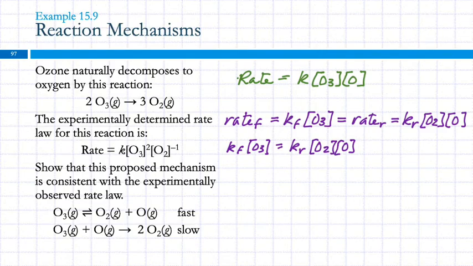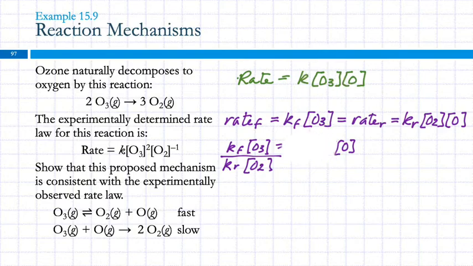So then I'm going to rearrange this. I'm going to divide this side by Kr and O2. And there we get the oxygen concentration is equal to that. How do I know I'm going to solve for this? Because this is what I want to get rid of up here.